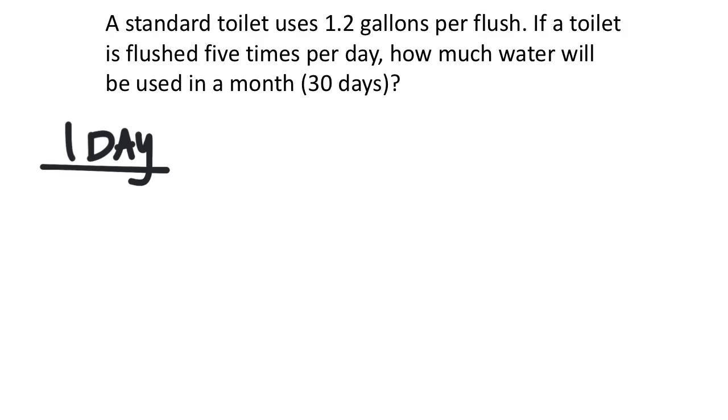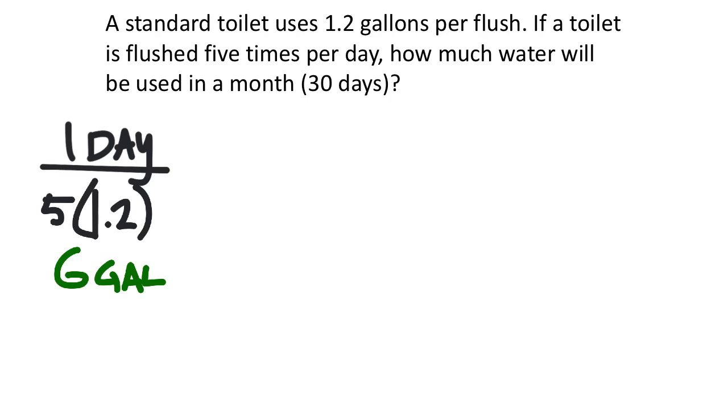So 1 day, we know that we got 1.2 gallons per flush, and then we're assuming 5 flushes per day. So let's look at that. 1.2 gallons per flush, but we're going to do it 5 times in 1 day. Well, I'll just go to the calculator on this one. 5 times 1.2. What does that give us? 6, right? So we end up with 6 gallons in 1 day.